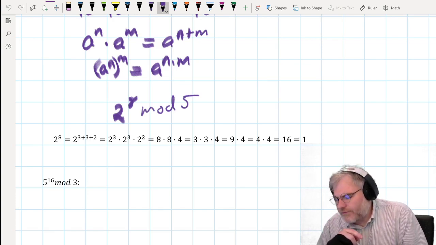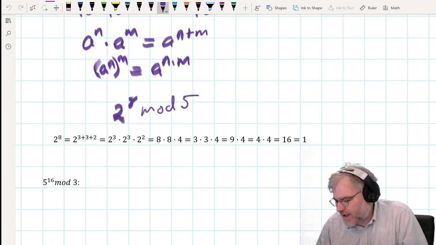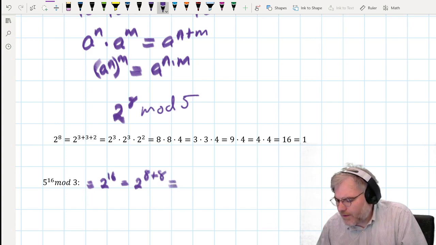Okay, so 5 to the 16th mod 3. Well, first of all, that's a pain in the neck. Why do I have 5 mod 3? Right? Who cares? That base is actually 2 to the 16th, isn't it? And that equals 2 times 8 plus 8. That's kind of a pain in the neck. Why don't we do 2 to the 4th to the 4?